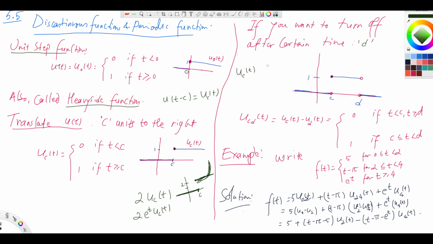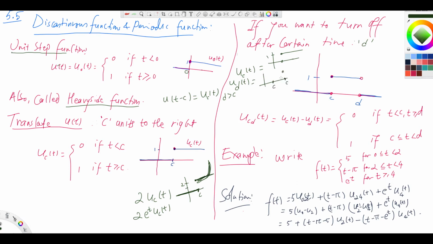u_c(t) basically turns on at c and then keeps 1 all the time. But how about u_d(t)? Suppose d is bigger than c. So how do you do that? It will look like there is c there, and there is d there.